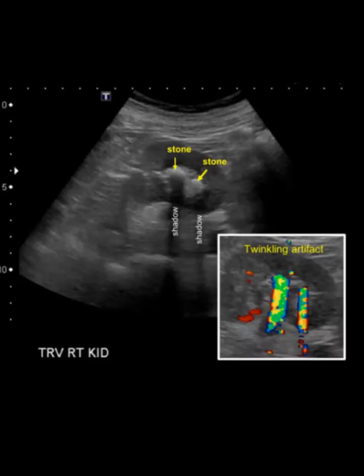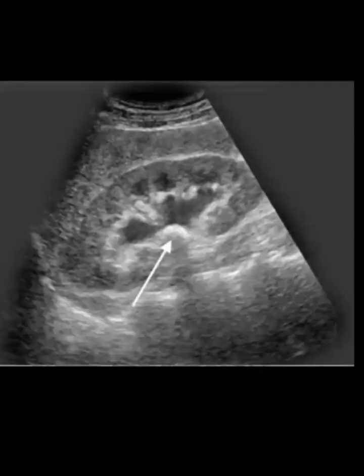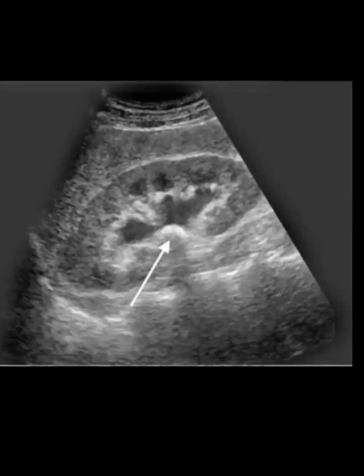Okay, so what is it showing? Renal stone with the shadowing. You should be telling the size of the stone. You should be telling any hydronephrosis and any abscess or infection or any xanthogranulomatous pyelonephritis. So be very careful. It is a stone showing hydronephrosis as well as posterior shadow.